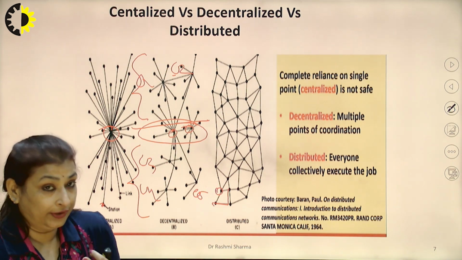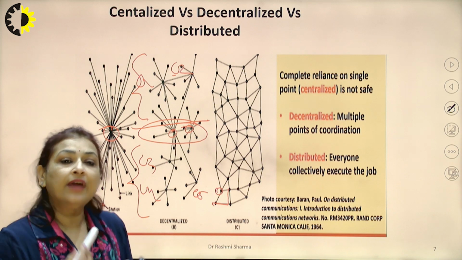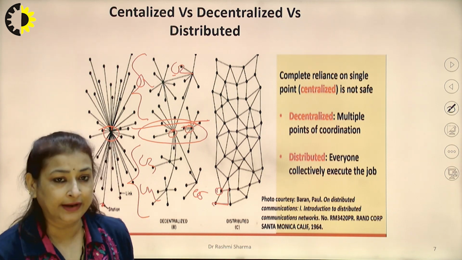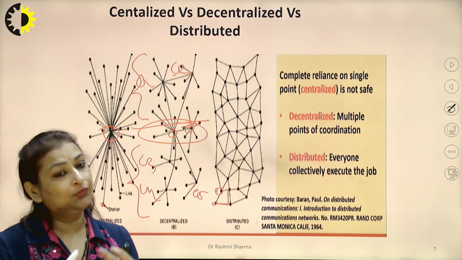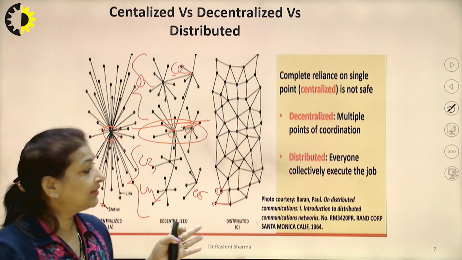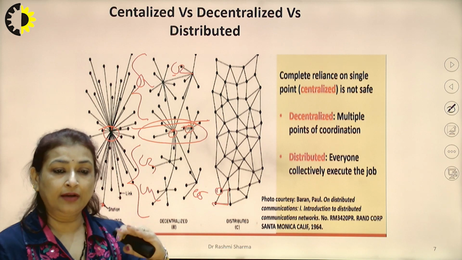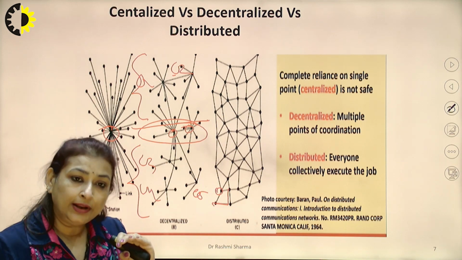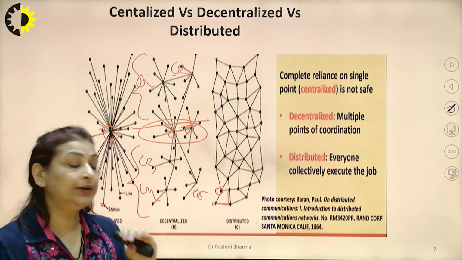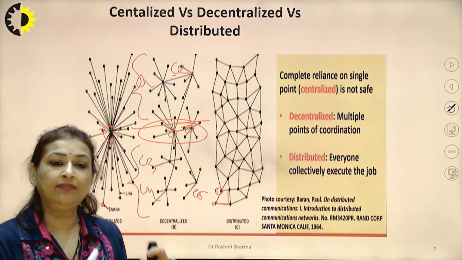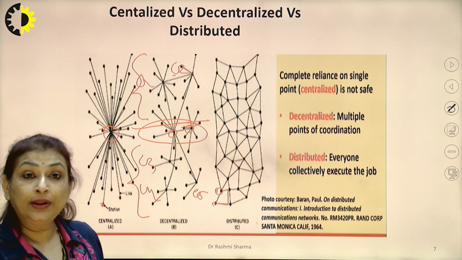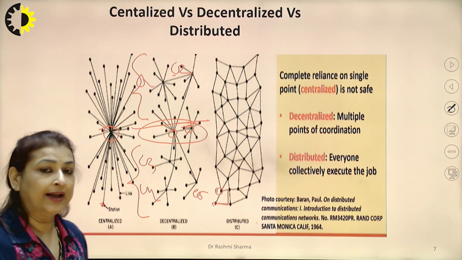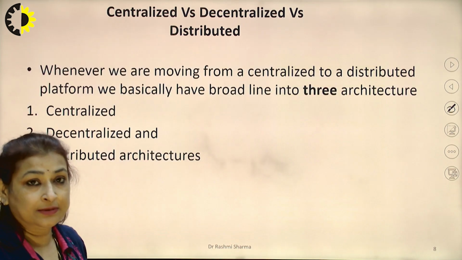We have to coordinate, like the definition tells us, we have to collaborate and coordinate so that we can achieve the particular decision which we have to take for that process. So this is distributed. Each and every node is equally likely, and they have to collaborate so that we can collectively execute that particular job. So this was the difference between centralized, decentralized and distributed systems.